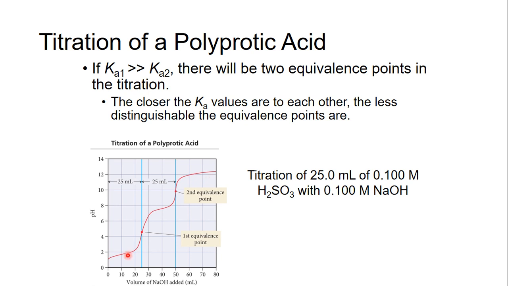So when you're dealing with a polyprotic acid, just imagine you're doing two titrations, right? If you're doing two titrations, then each part you should be able to know how to do with some practice. It may look more complicated, and it is a little more complicated, but the math is the same logic, the same steps.